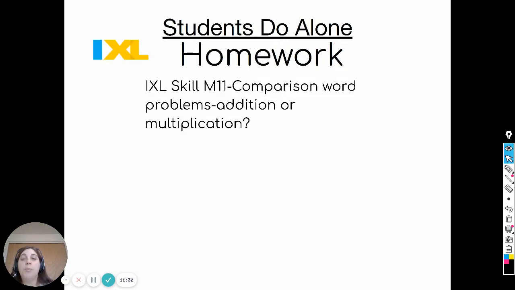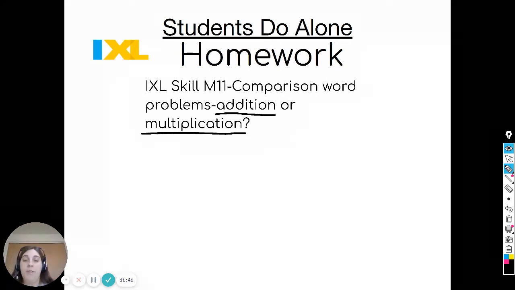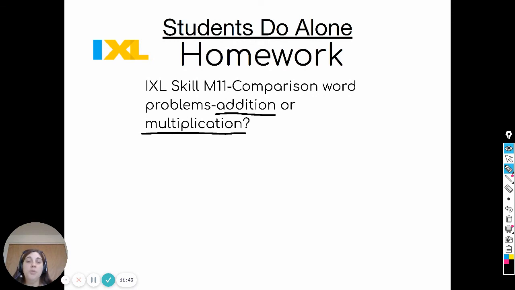Addition is when you're putting two things together. Multiplication is where you have groups of things. So you'll have to look at each problem and determine, does this have groups, or am I just putting it together to find a sum? Okay? That's what you're going to be working on.